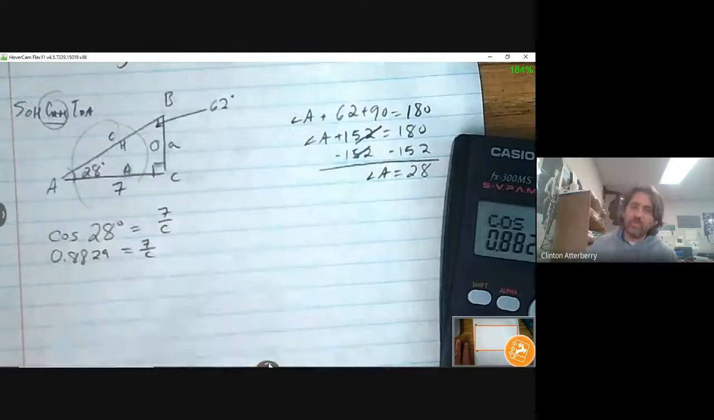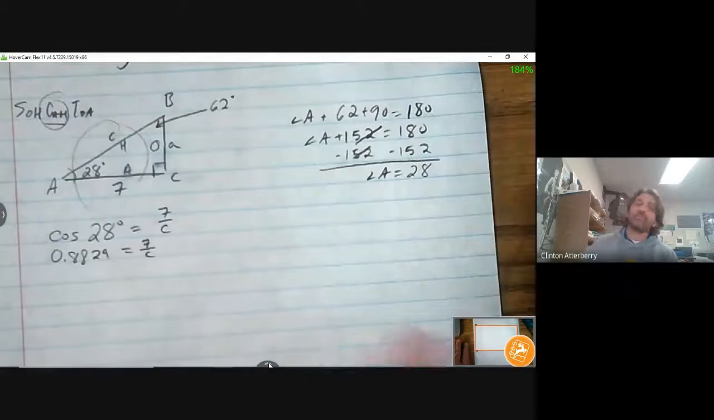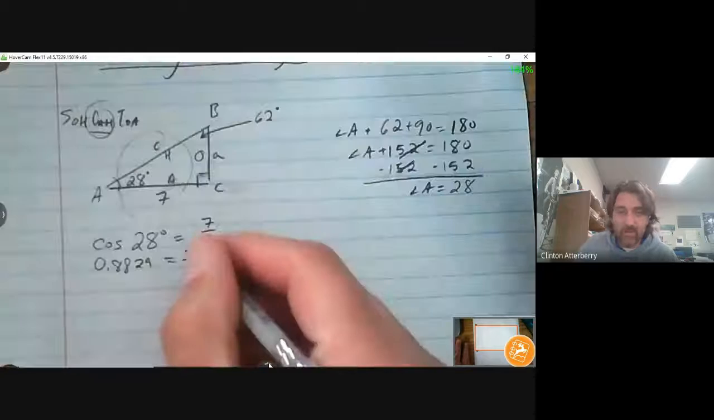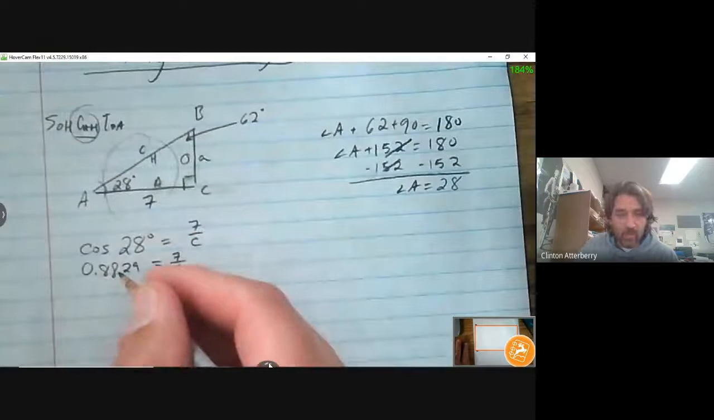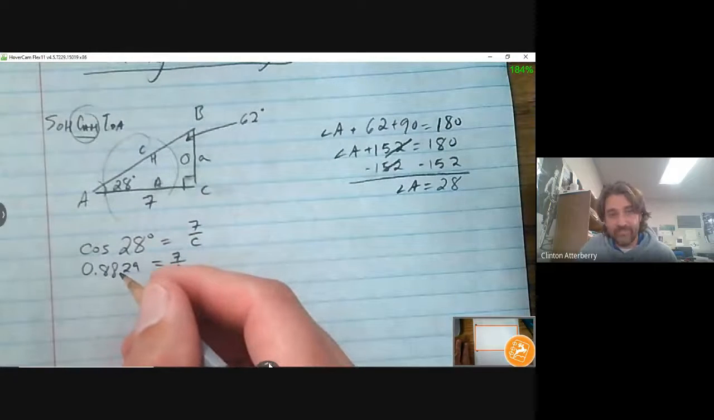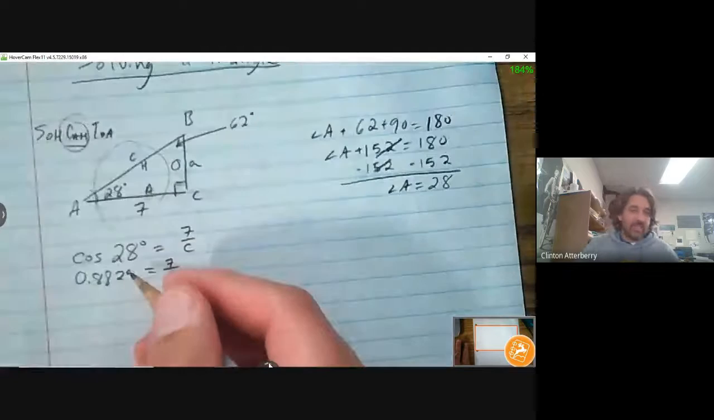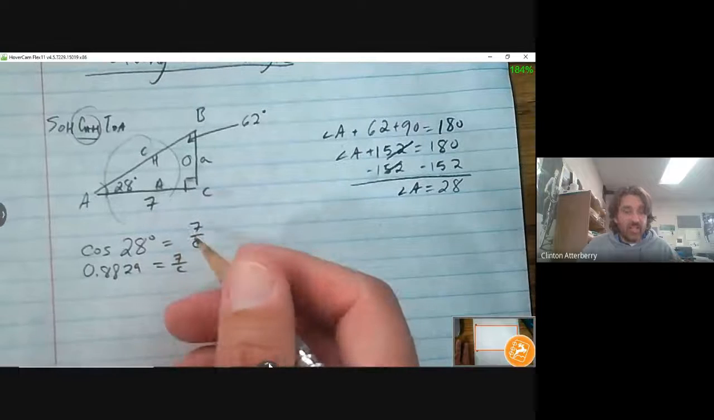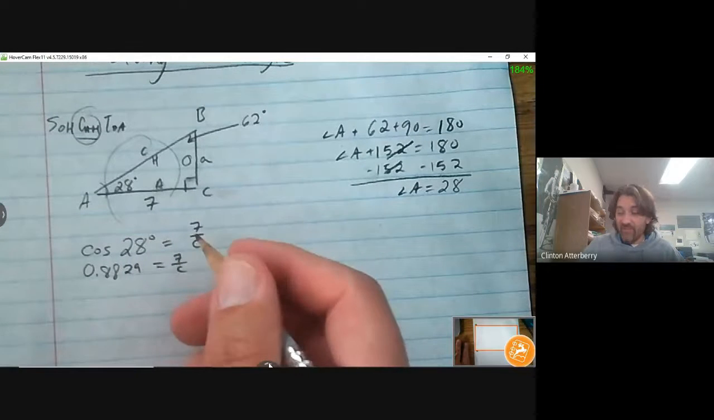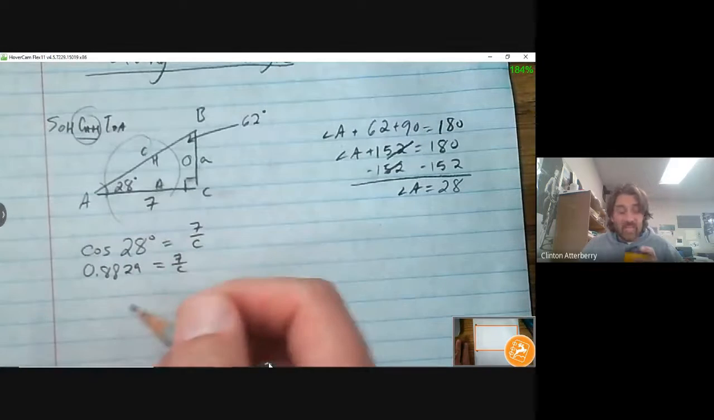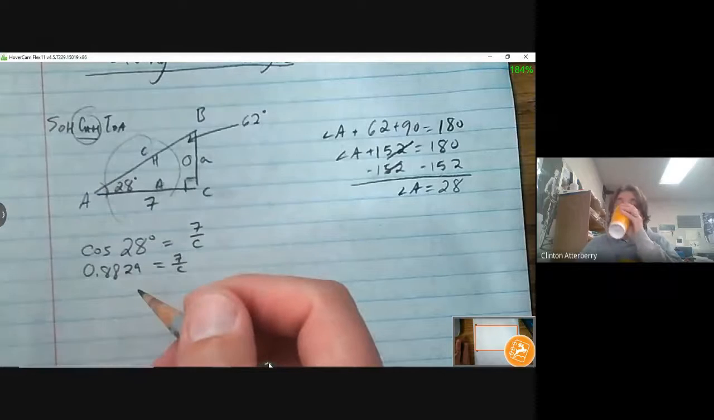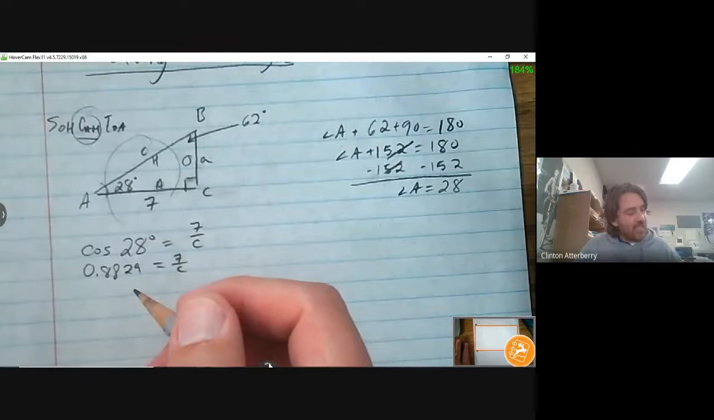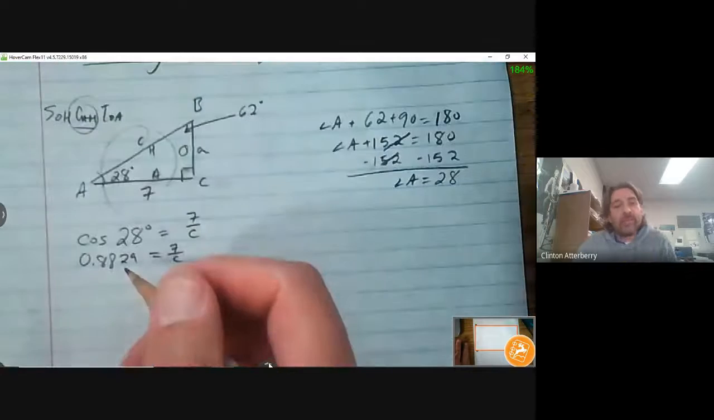So what's so cool about that cosine of 28 is this fraction, when we divide it, needs to equal 0.8829. That's just how it works out. That's how every cosine of 28, whenever you have the fraction that's created, the adjacent divided by hypotenuse, that fraction will divide to that number every time. Okay, that's the cool stuff you can do with trigonometry.